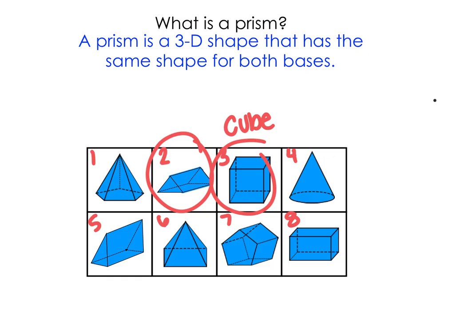Good. MK. 5 is also a prism. Good. I've got a couple more up there, Leo. 7 is a prism. And Avery. 8 is also a prism. Okay. 8 is a rectangular prism. We didn't talk much about this one.